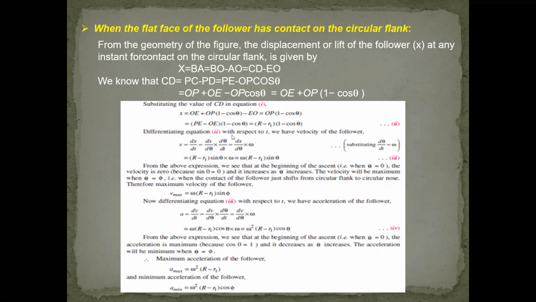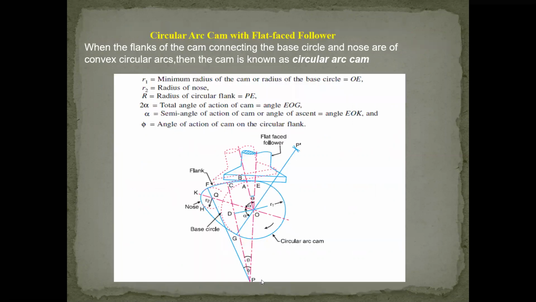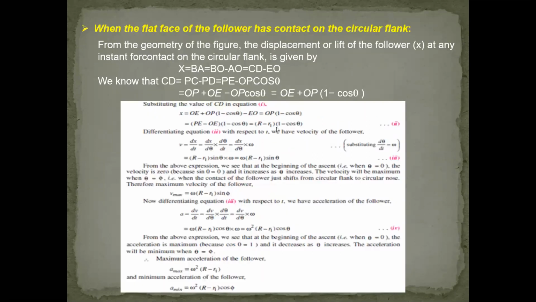So what is the value of OP? OP means PE minus OE. PE means capital R and OE means R1. So that is capital R minus R1 into 1 minus cos theta. This is the displacement of the follower, and our displacement does not have any theta.